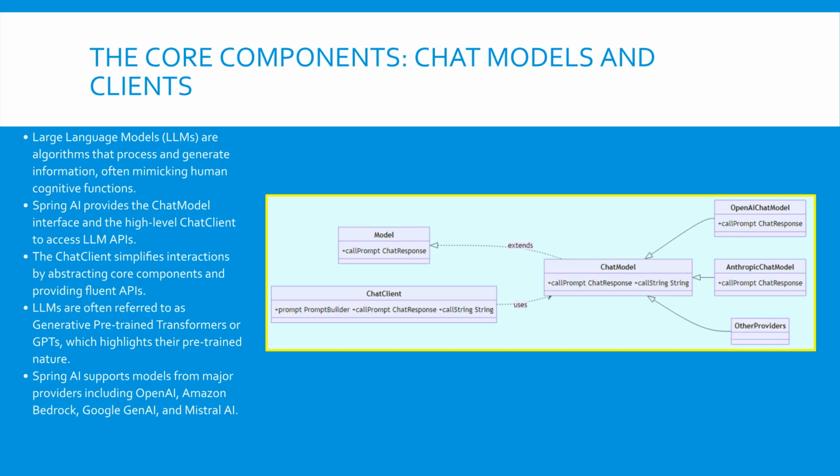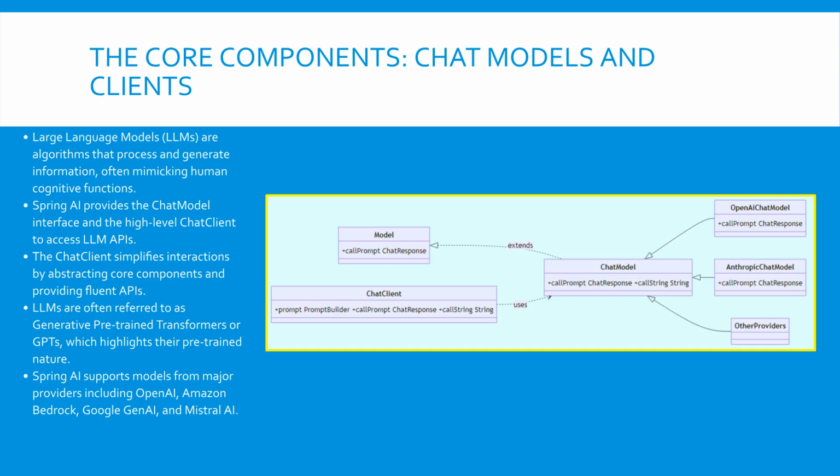Specific implementations, like OpenAI chat model or Anthropic chat model, fulfill this interface contract, ensuring consistency regardless of the underlying vendor technology. The chat client sits atop this structure, offering a simplified and more sophisticated way to interact with the model. When you use the chat client, Spring AI handles the complexities of selecting and communicating with the specific chat model implementation you have configured. This layered structure is the mechanism that delivers portability. Therefore, the key point is that the chat model interface creates a standard framework, enabling seamless switching between different model providers without breaking your application code.